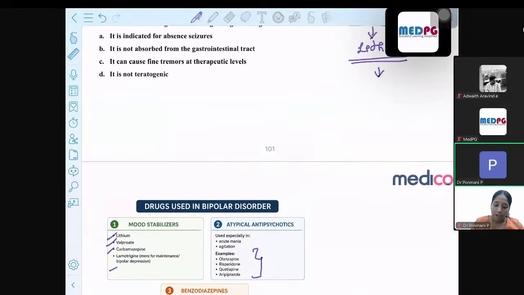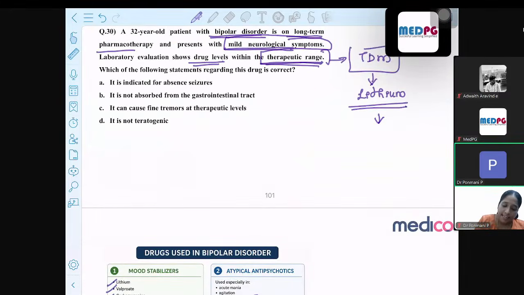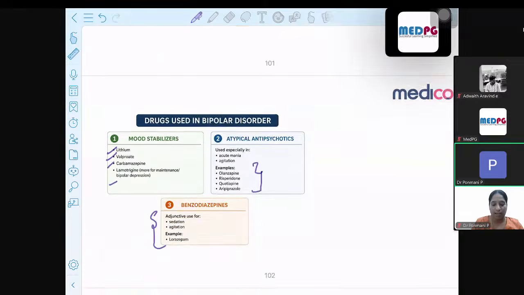So, among the options, what is right? It is indicated for absence seizures? No. What are the drugs indicated for absence seizures? It is valproate and ethosuximide. It is given via oral formulation. It is very well absorbed from the GI tract, so this is also wrong. It can cause fine tremors at therapeutic levels? Yes, so this is the right option. It is not teratogenic? No, it is teratogenic. It causes Ebstein's anomaly.